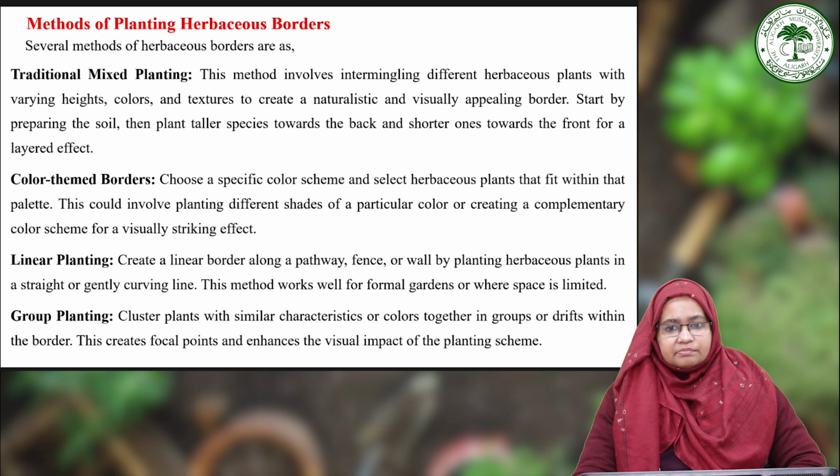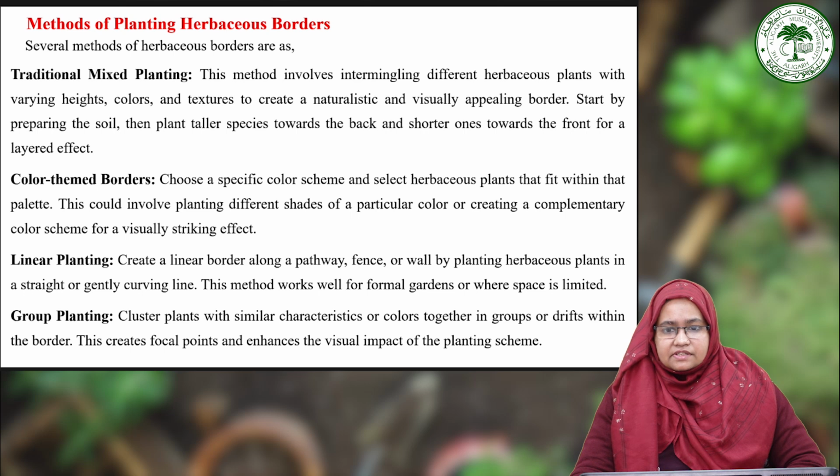Here are the various methods for planting herbaceous borders. The first one is the traditional mixed planting. This method involves blending different herbaceous plants with varying heights, colors and textures to achieve a naturalistic and visually appealing border. The process typically begins with soil preparation, followed by planting taller species towards the rear and shorter ones toward the front to create a layered look.